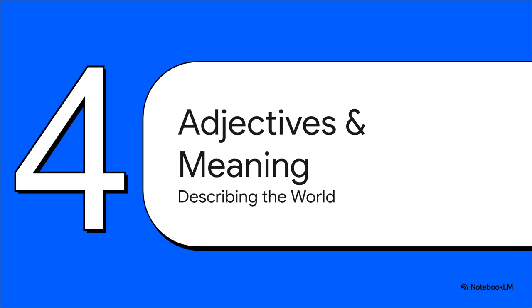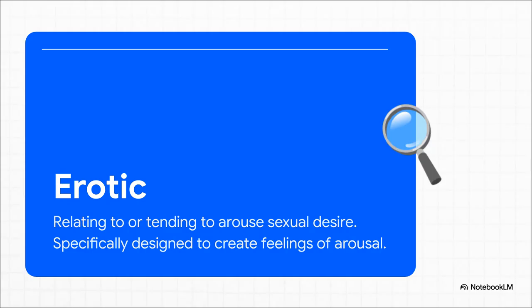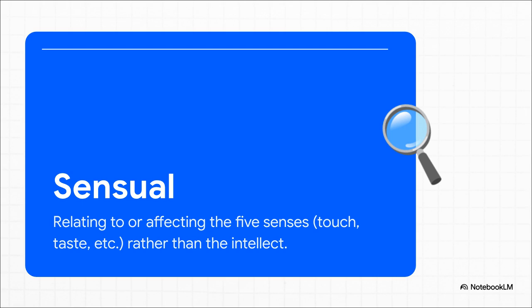All right, let's move on to the words that give our language its flavor, its color, its feeling, adjectives. These words are all about nuance, and our framework is the perfect tool for sorting them all out. So, let's tackle another tricky group: erotic, sensual, and sexual. Let's start with erotic. The key word to remember here is arouse.